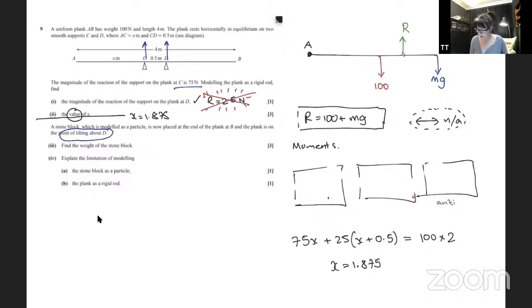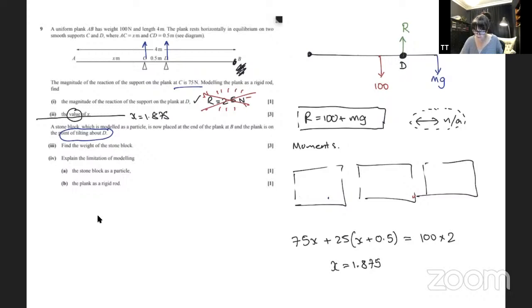Moments. Which point shall I take moments about? Totally up to you. D? Really? Oh, D. Yeah. I thought this was D, because in my head I was going A, B, C, D, and it was the last one. No, you're completely right. D is here. So we're going to take moments about here, because we don't know what R is and we don't care what R is.